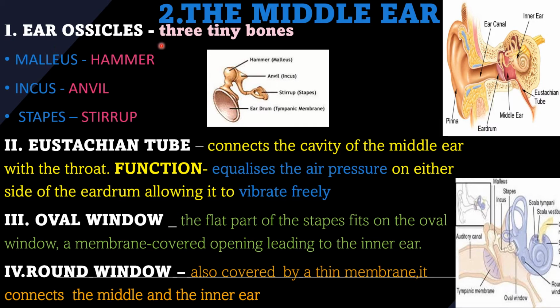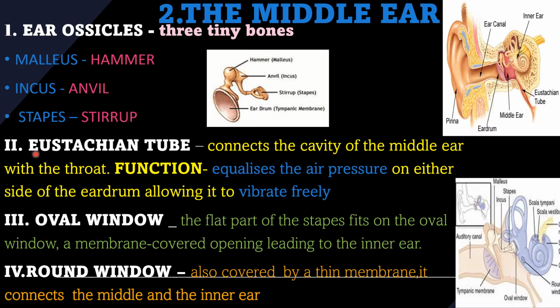Ear ossicles consist of three tiny bones. They are malleus, incus, stapes. Malleus, also called hammer. You can see here, the shape is like a hammer. Then incus or anvil. Then stapes, this part, that is stapes or stirrup. The technical terms of hammer, anvil and stirrup are malleus, incus and stapes respectively.